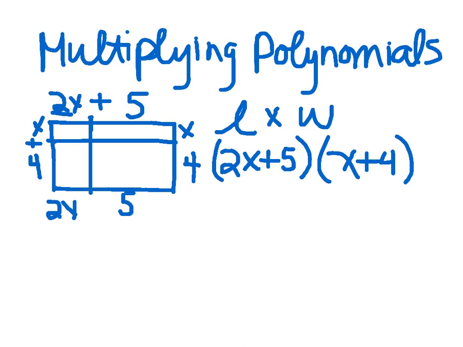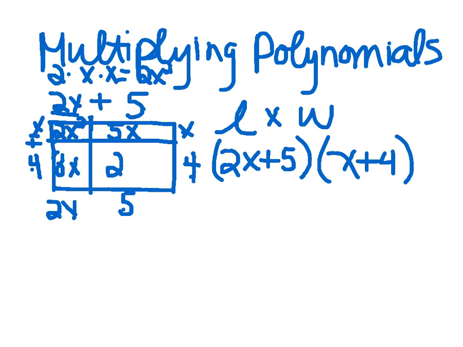In other words, 2x times x is 2x squared. Remember, 2x times x is 2x squared. Don't forget that now that we're in the process of applying it. I can also see that 2x times 4 is 8x, and 5 times x is 5x, and 4 times 5 is 20.